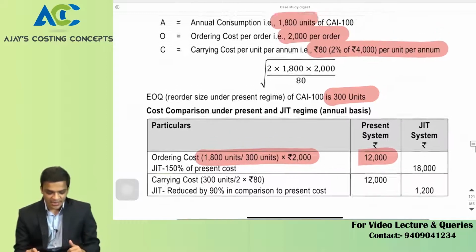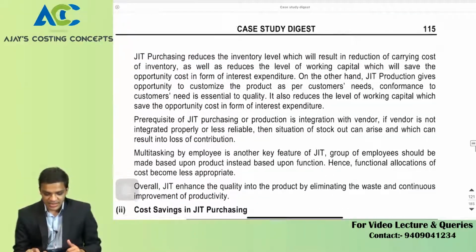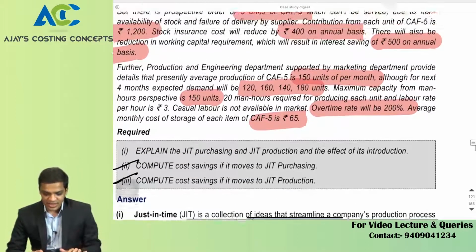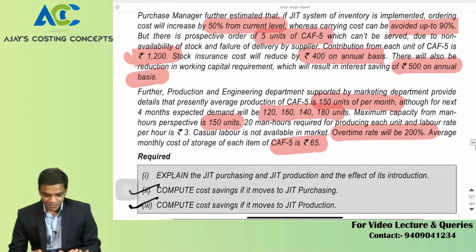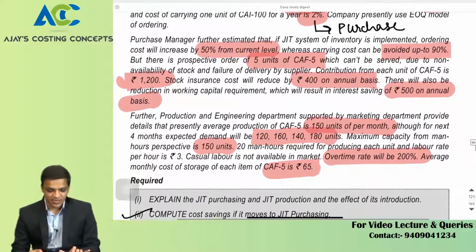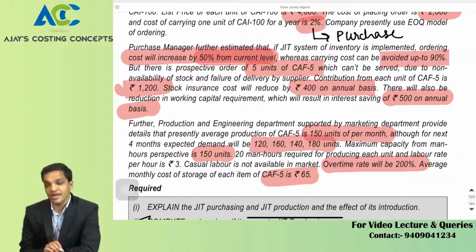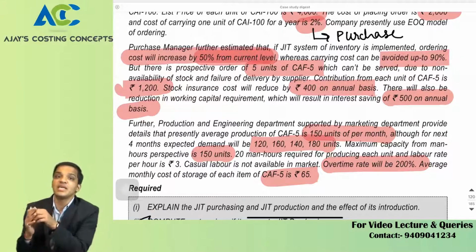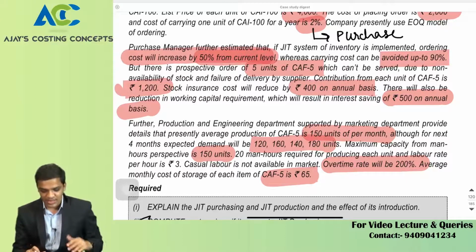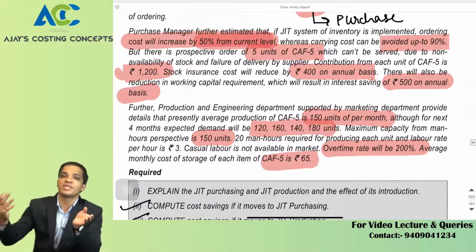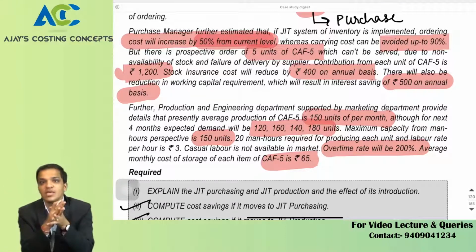In just in time, what they are saying is the ordering cost would increase by 50%. That is what they have mentioned over here. Here they have not given how many more orders would be placed. They have only mentioned that your ordering cost would increase. So basically, if it is 12,000 in the present situation, it will become 150% of 12,000, that is 18,000 what your cost would be.